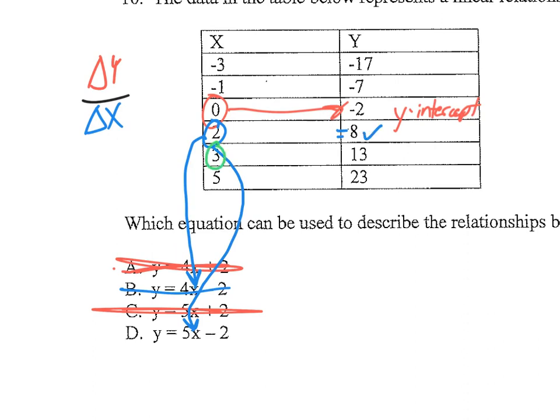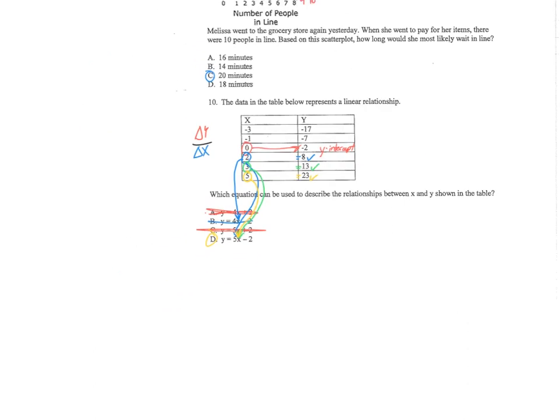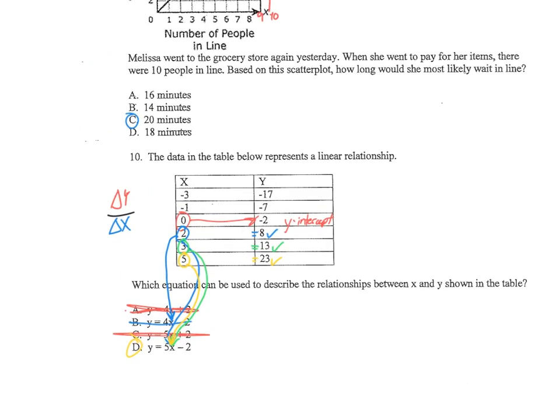Now I'm going to take 3. I'm going to plug it in right here. 5 times 3 is 15. Minus 2 more would be 13. This one works. That's pretty much our answer. But I'm going to check one more just to be on the safe side. I'm going to take 5. I'm going to plug it in right here. 5 times 5 would be 25. When I subtract 2, I get 23. D is absolutely going to be the right answer. I could go through and check the negatives, but nobody likes negatives, so I'm not going to bother.